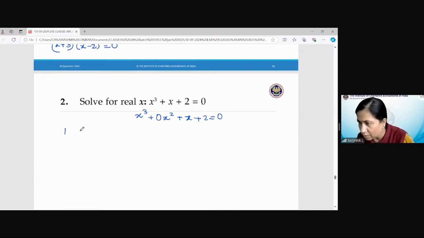Now 1, 0, 1, 2. Now you can see if I add them, 1 plus 1 is 2, 2 plus 2 is 4. Okay. So this is not the case. Now what I do, I will multiply here. So I will multiply -1, 0, -1, 2.